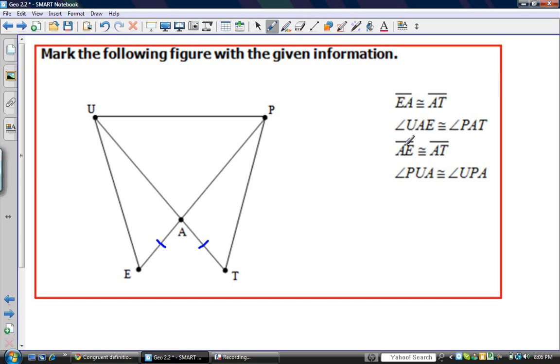Angle UAE, that's this angle here. That's congruent to PAT, which is this angle there. So we'll draw a line through that. Now this one, let's scratch that out, and I'll replace that with something else. Let's say that UE is congruent to PT. That means this side segment is congruent to that.